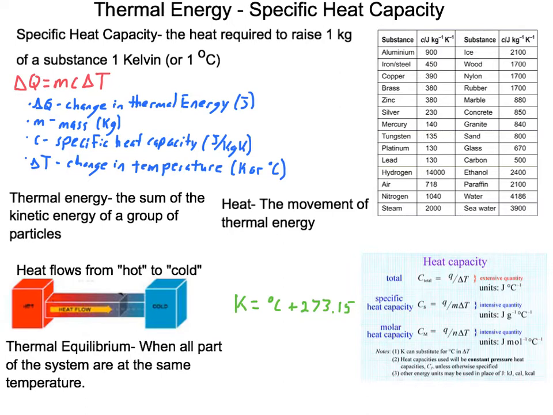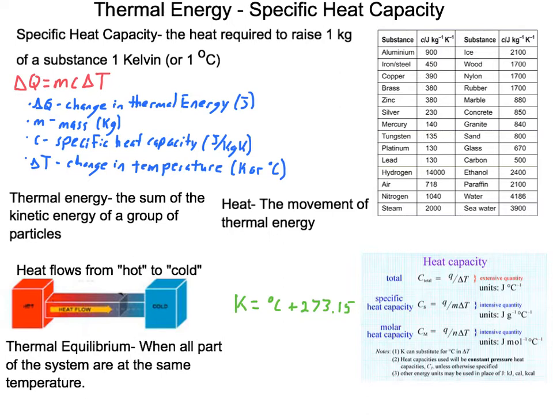Now, each item actually holds a different amount of thermal energy depending upon its specific heat capacity. Now, specific heat capacity is the heat, or the energy, that should say, required to raise 1 kilogram of a substance 1 Kelvin, where Kelvin is the temperature scale based upon absolute zero. But looking at our equation down here, Kelvin is degrees Celsius plus 273.15. In other words, change in 1 Kelvin is also going to be change in 1 degree Celsius. So those can be interchangeable for this equation specifically, not for other equations.